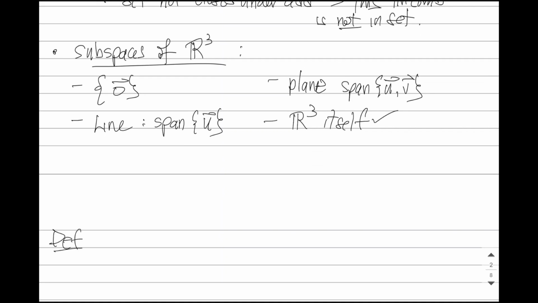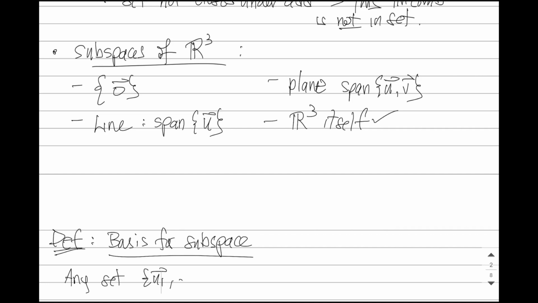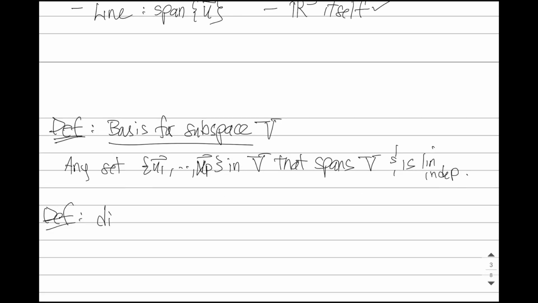It can't ever leave. You can talk about a basis for a subspace in the same way that we talked about a basis for Rn, and a basis for a subspace, so let's call a subspace V, is any set in V that spans V and is linearly independent. And then very closely connected to that, we're going to talk about the dimension of a subspace. The dimension of a subspace V is the number of basis vectors for that subspace.